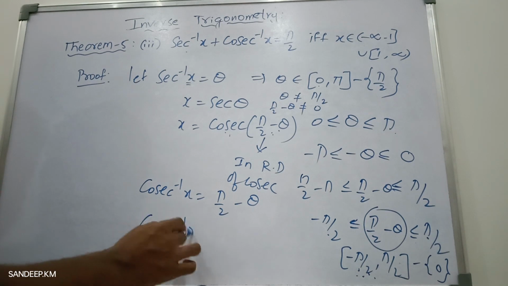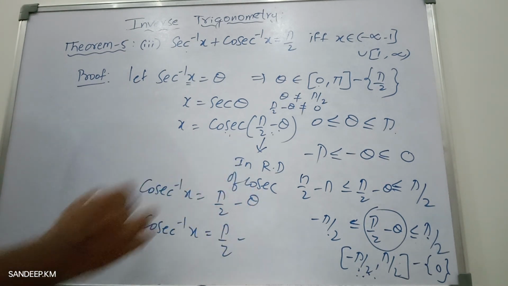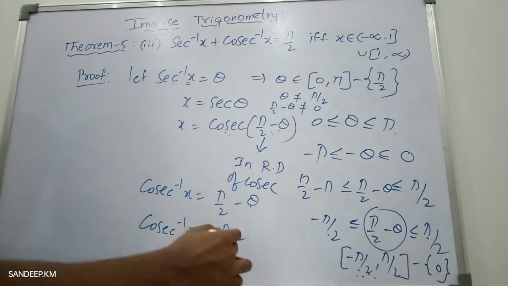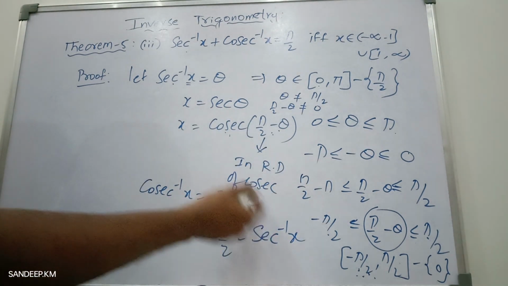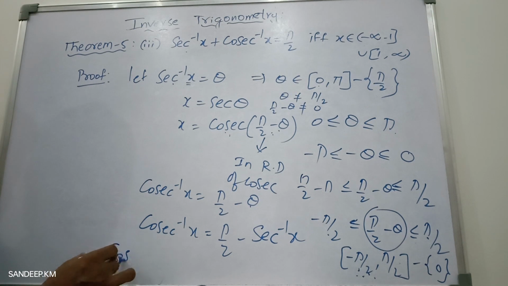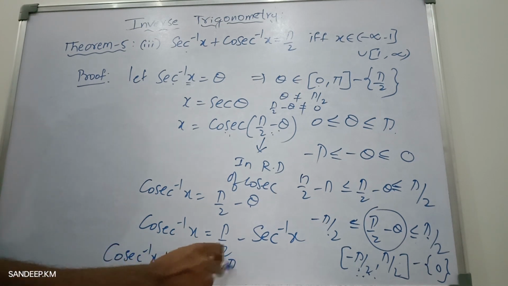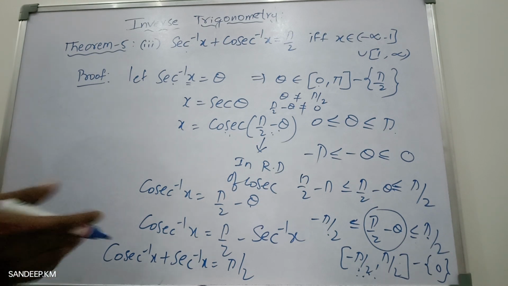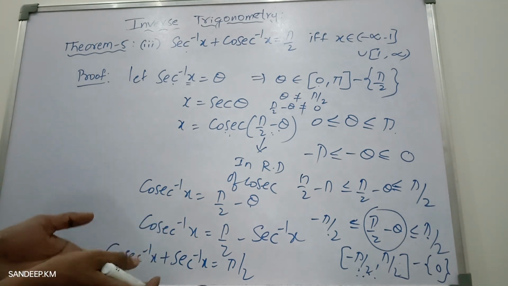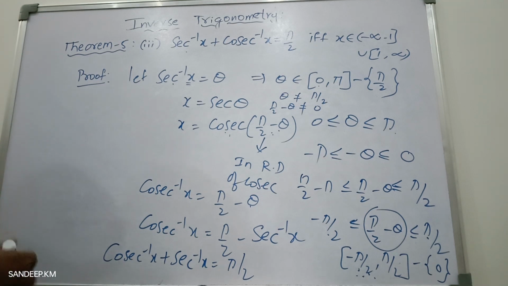Cosec inverse x is equal to 90 minus, and what is theta according to the question? Sec inverse x. So take minus secant inverse x to the left side. We got it. Therefore cosec inverse x plus sec inverse x is equal to pi by 2. The proof is over. Similarly, you can prove that sin inverse x plus cos inverse x is equal to 90. Tan inverse x plus cot inverse x is equal to 90.